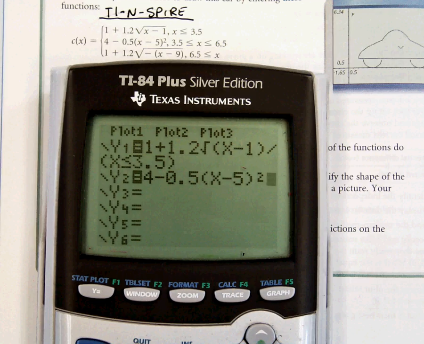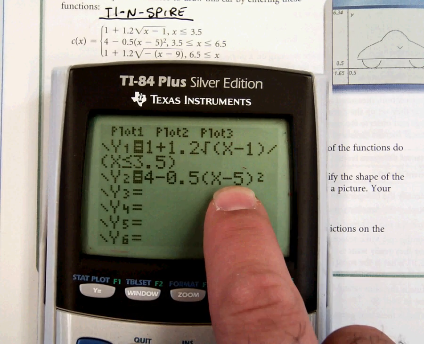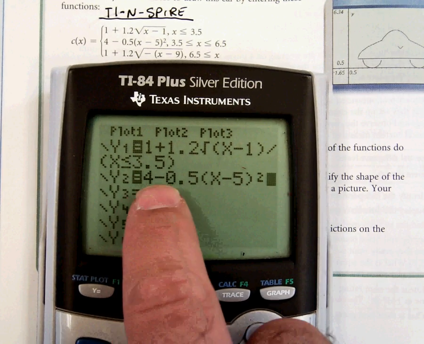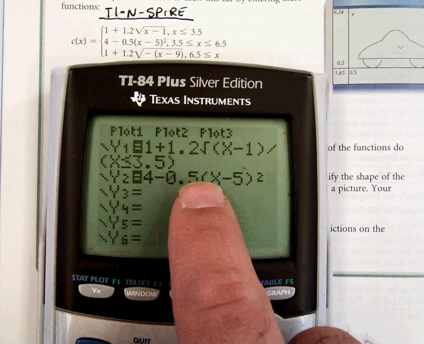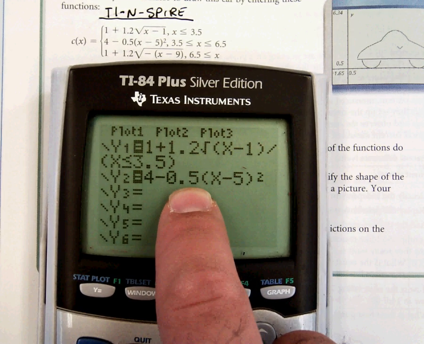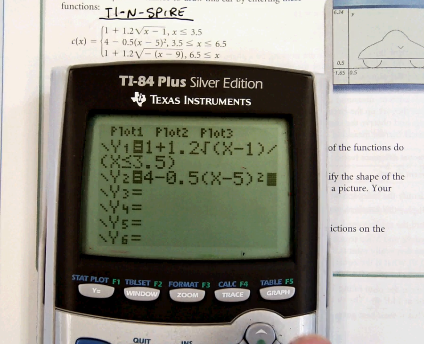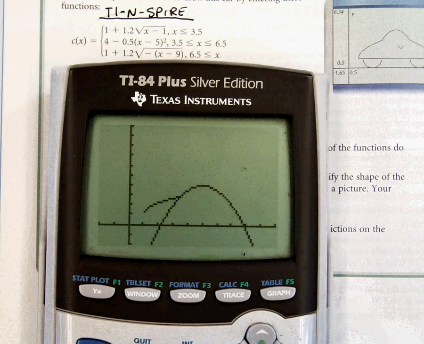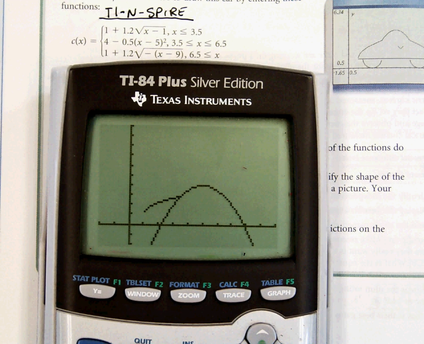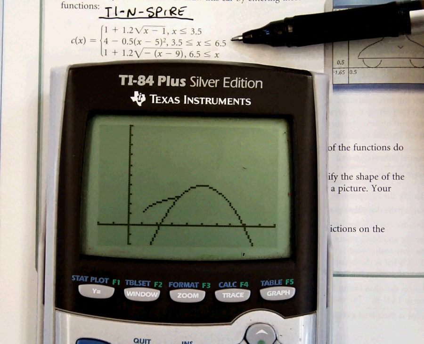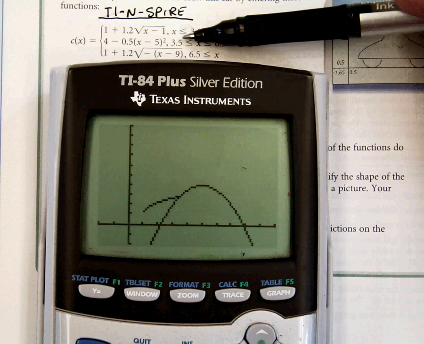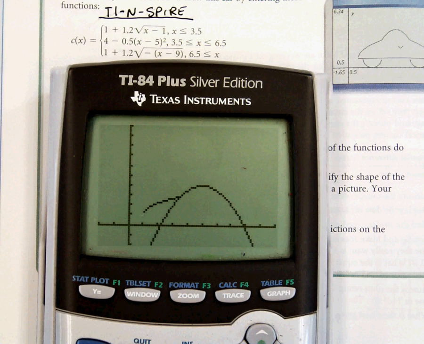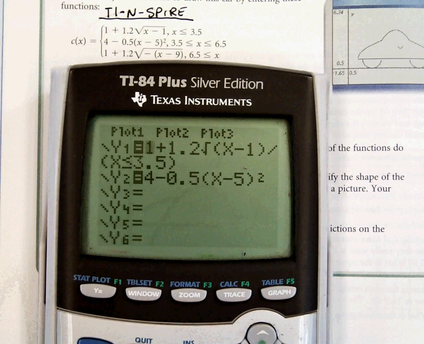Now if I just pressed graph, that would produce a parabola shifted right 5, up 4, upside down, and then dilated. This is something that we're going to talk about next week, dilating the graph. But if we hit graph, there's that parabola. We only wanted from 3.5 till 6.5. Calculators don't really understand this notation where you have x in between 3.5 and 6.5. Instead, we have to type it in like this.